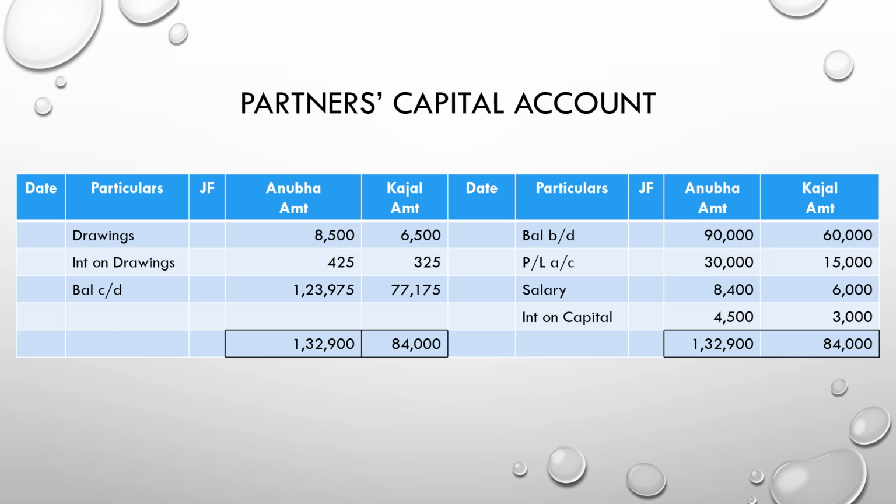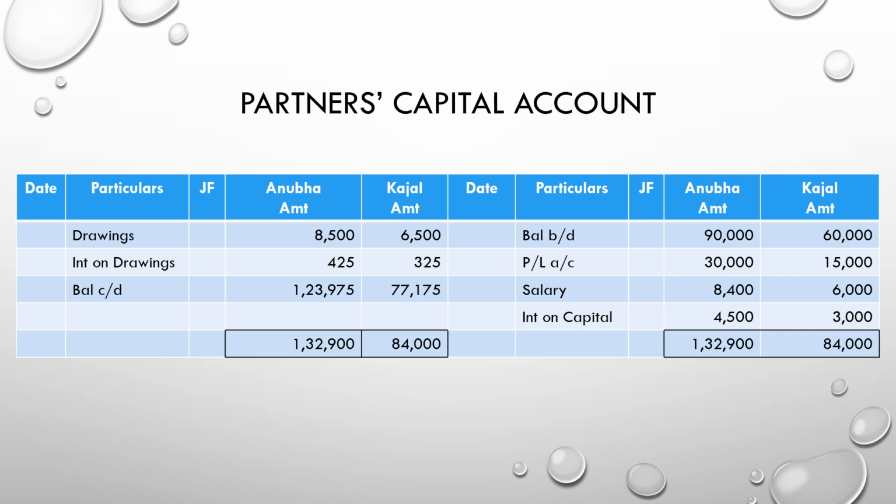The P&L account balance which is given to you, 45,000, will be divided in their profit sharing ratio because it is a profit for them. So 45,000 into 2 upon 3 for Anuba, 45,000 into 1 upon 3 for Kajal. This you will be showing in your working notes. Over there you can show the calculation of how it is done.